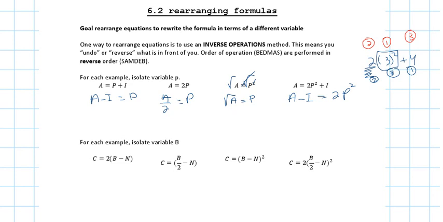So what would be the second thing that I want to get rid of here? The 2. So I want to divide by 2, right? And then square root, right? Square root. When I square root, I have to square root the whole thing. So make sure that everything is under the square root.